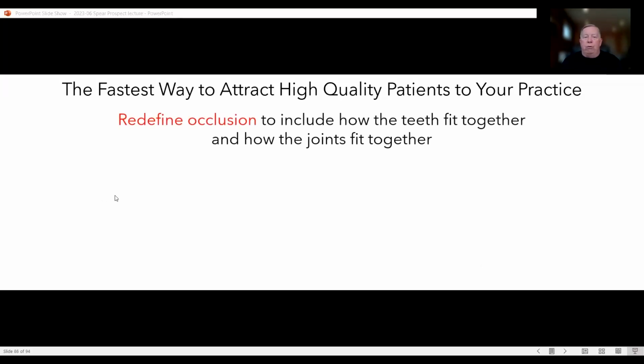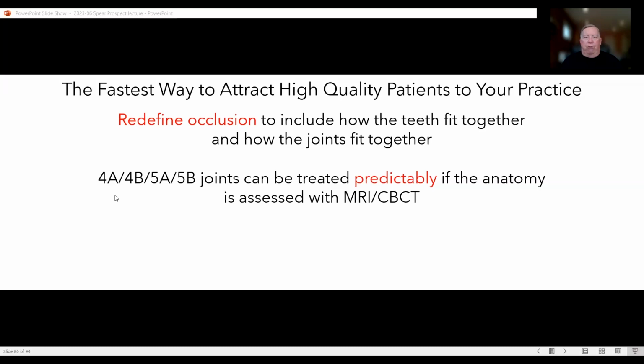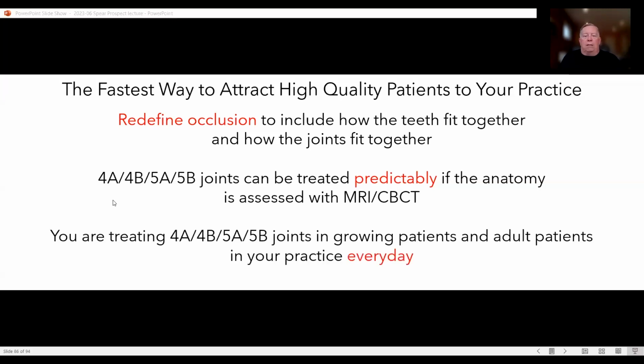Ultimately, what we have to do is we have to redefine occlusion to include how the teeth fit together and how the joints fit together. I want you to hear this loud and clear. The yellow-red cases, the Piper 4s and 5s, can be treated predictably if the anatomy is assessed with MRIs and CBCTs. We're treating these patients every day in our practice.